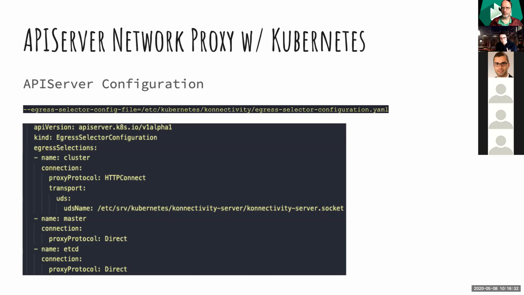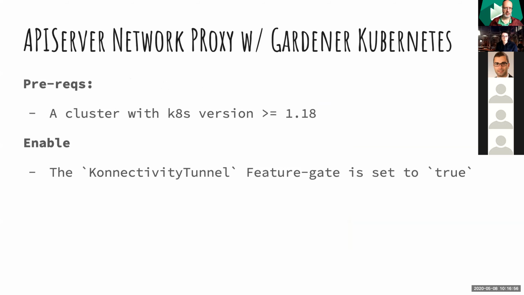Why is there master and etcd? Because etcd is not really a fixed component. It can be replaced, and also it's better to provide a dedicated connection for etcd for scalability reasons. So this is a flag that once provided, the API server will start to look at these places to forward traffic. What are the prerequisites to enable this in Gardener?